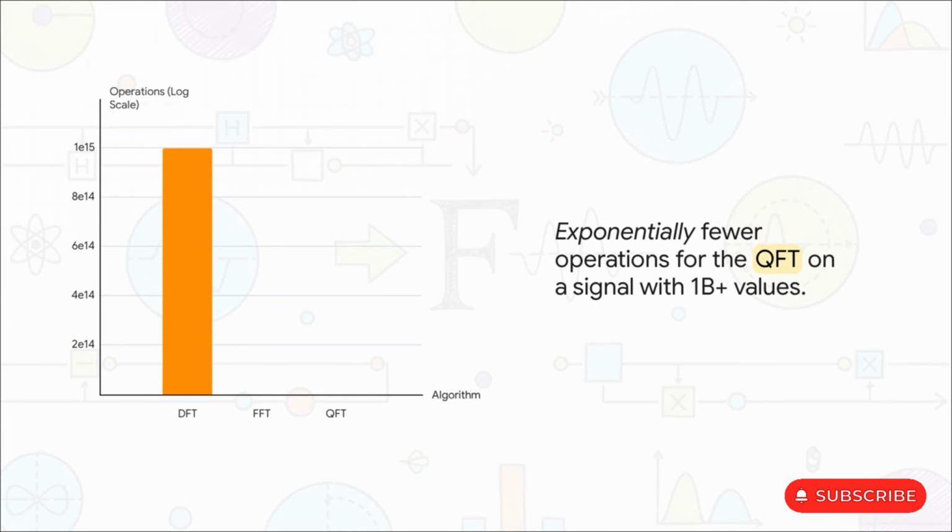This bar chart really says it all. I mean, look at it. The classical DFT bar on the left would be a skyscraper shooting off the screen. The much-improved FFT is still a giant tower. And the quantum bar? You can barely even see it. It's just a tiny sliver on the floor. That gap isn't just an improvement, it is an exponential chasm. This is what people mean when they talk about quantum advantage.